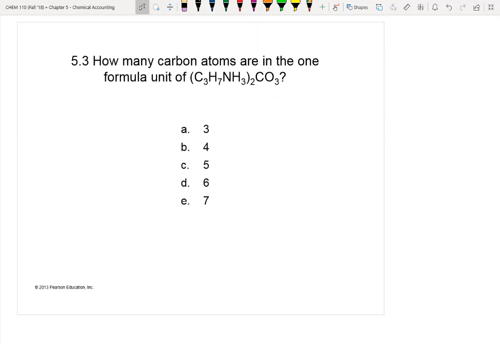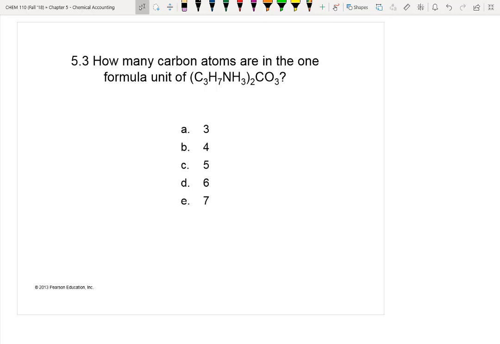All right. This one's a little abstract. How many carbon atoms are in one formula unit of this compound? Yeah, so let's take a look at this. I would check with your neighbor and see if you agree. This is a tricky one that people get confused with. Everybody thinks 7? That's good.